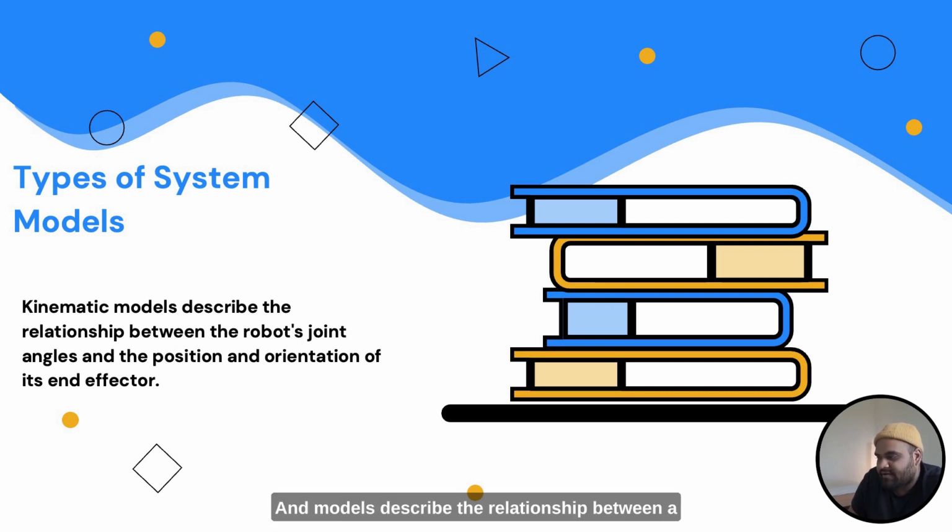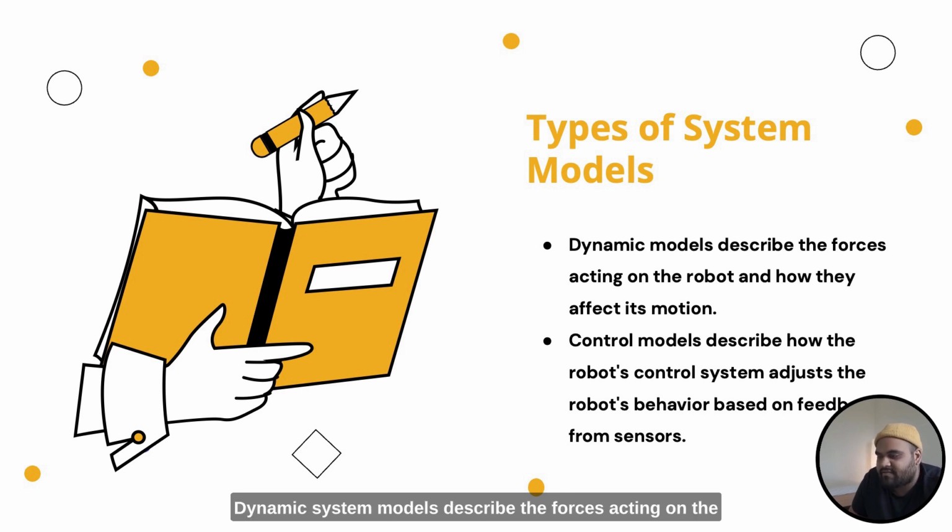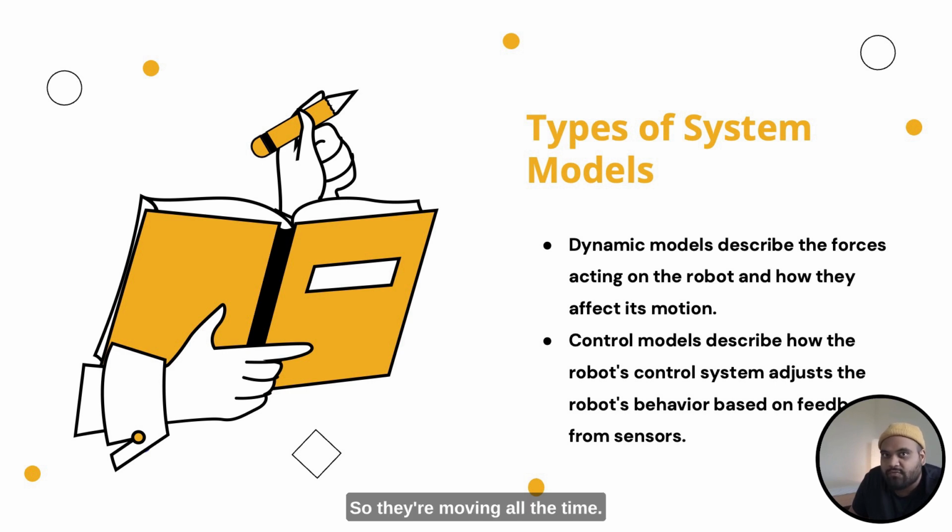We already did this. Kinematic models describe the relationship between the robot joint angles and the position and orientation of the end effector. So we are focusing on the end effector. That's our main use case. Then you have the other types of system models. Dynamic system models describe the forces acting on the robot and how they affect its motion. This means when they are moving, how does that affect the system? We're not talking about objects which are static. We're talking about objects which are dynamic, in motion all the time.